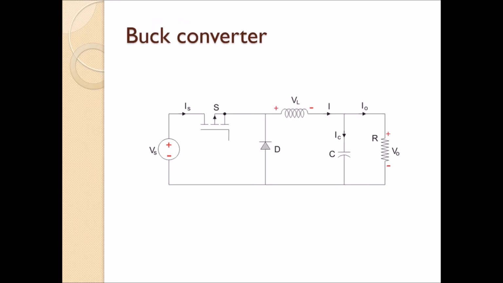The buck converter circuit diagram is shown here. It consists of an input DC source, a switching device, a diode, an inductor, a capacitor and a resistive load.